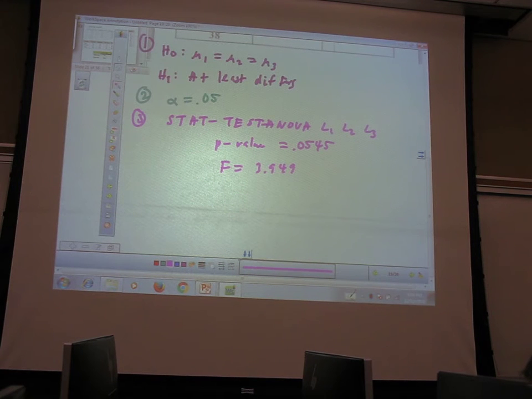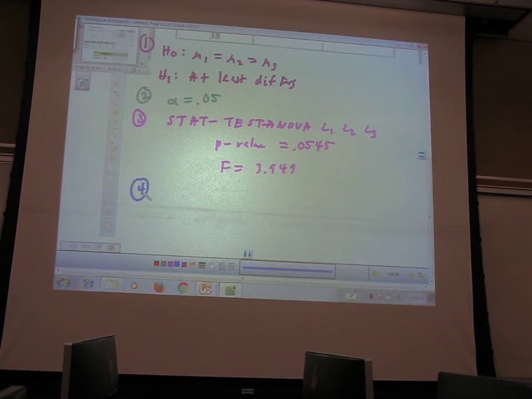Next step. Jeff, what do you have for the next step? Oh, that's a pass. I did not get that far. Okay, so what are we comparing? We're comparing our p-value to our alpha. Yeah, that makes sense. Now remember, this is the opposite of what we've been doing.